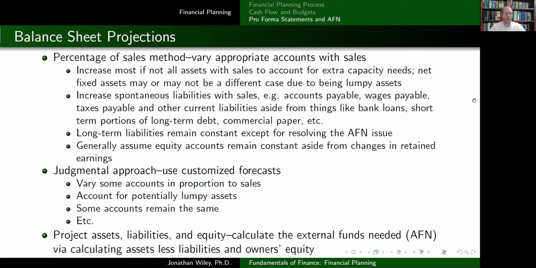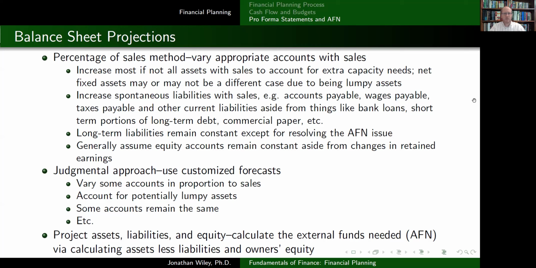Well, that would be where we have what's called the external funds needed, or sometimes it's called the additional funds needed. So in that example, I would take the assets, 100 million, minus the liabilities of 30, minus the equity of 50. I'd arrive at, basically, I need $20 million more funding. So I need more funds.